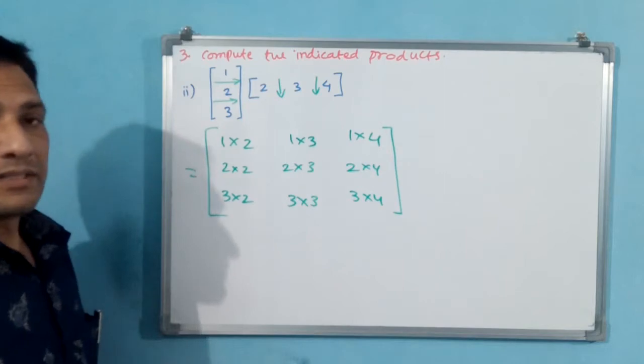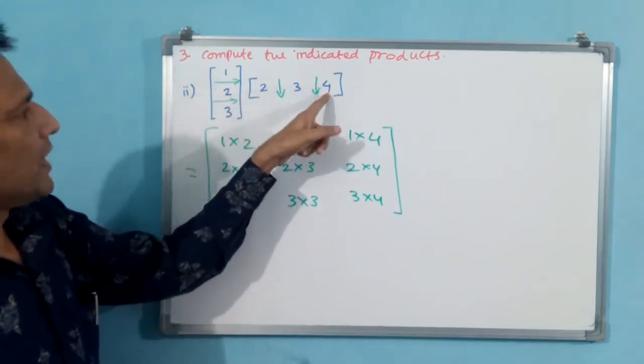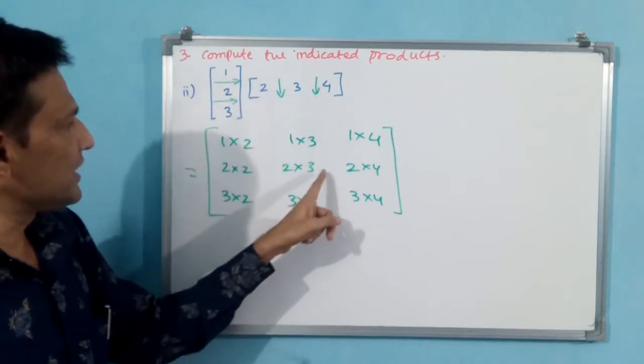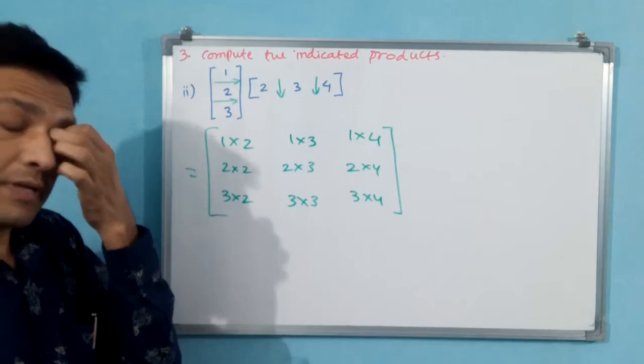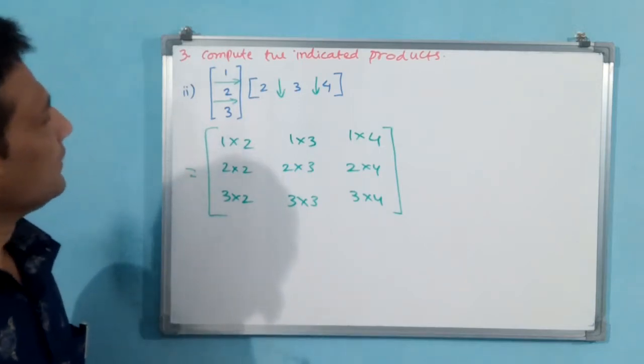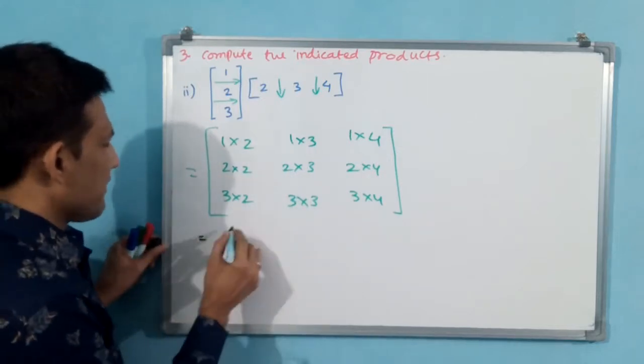Do you understand? Second row, third column. You see, second row, third column, 2, 4. Like that you have to write. Now directly you can write. Final.